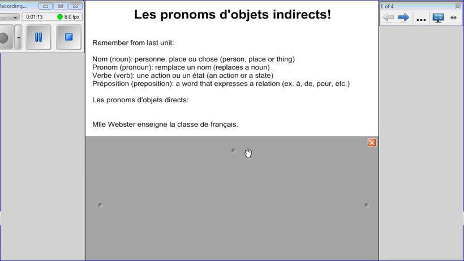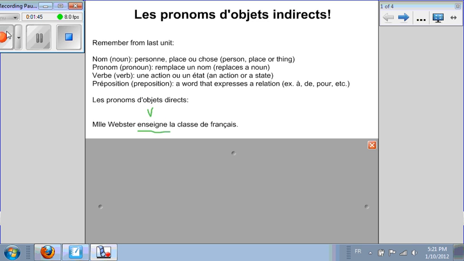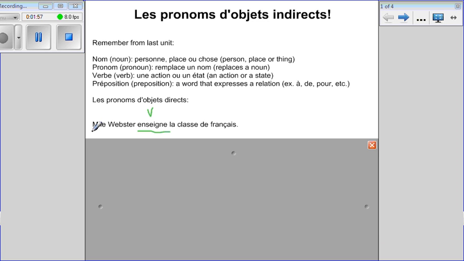Here is a lovely sentence for us to start with. So the first step we always said was to find the verb. So the verb here is enseigne. That is the verb. Perfect. Then we need to find the subject. Now the subject is a noun that is used in the conjugation of the verb, or that is the subject of the verb. So the subject here is me, Mademoiselle Webster.